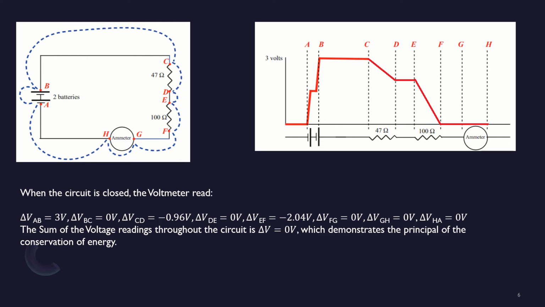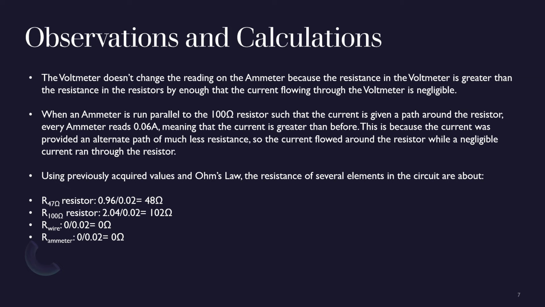When the circuit was closed, a voltmeter was used to record the voltage difference between many pairs of points depicted in the picture on the left. The results are recorded below, and a graph depicting the results is also shown. The loop rule can be observed in how the sum of the voltage readings throughout the circuit is 0 volts. The voltmeter doesn't change the reading on the ammeter because the resistance in the voltmeter is greater than the resistance in the resistors by enough that the current flowing through the voltmeter is negligible.